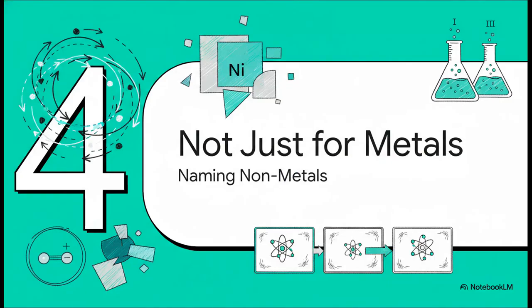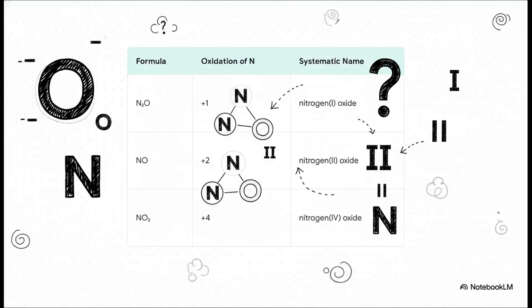Now you might be thinking this is just a special rule for metals like iron, but what if I told you this naming code is way more common than that? Let's check out another example, this time with a nonmetal. Take a look at these different oxides of nitrogen. Using the same rules, where oxygen is usually -2, we can figure out the oxidation number for nitrogen in each one. For N2O, nitrogen turns out to be +1, so we call it nitrogen I oxide. For NO, nitrogen is +2, which makes it nitrogen 2 oxide. See? It's the exact same system. It's a really powerful and consistent code.